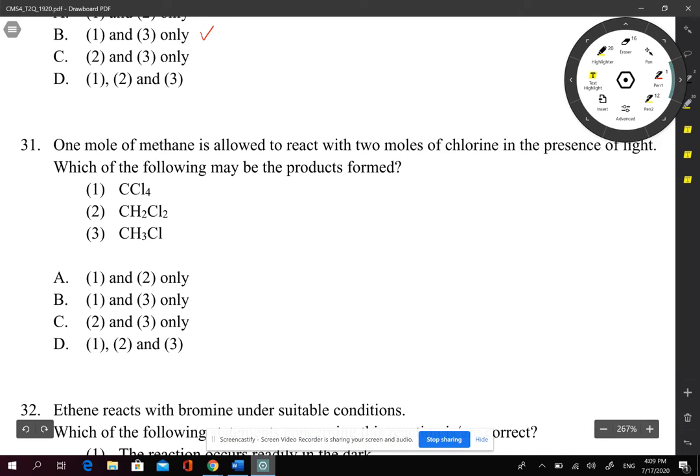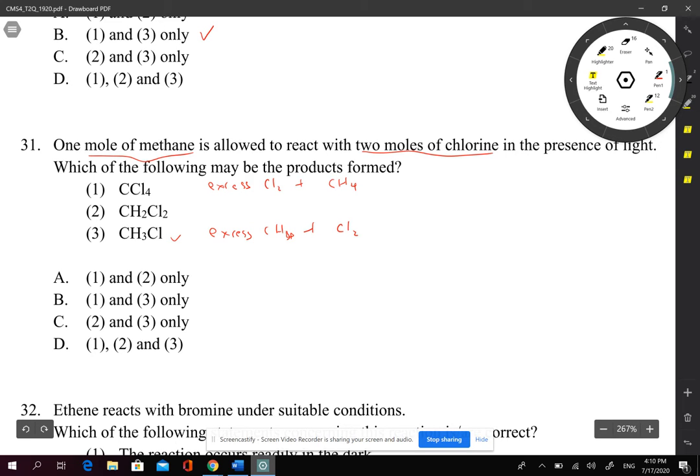Okay, question 31. The question is asking which of the following may be the products formed when 1 mole of methane reacts with 2 moles of chlorine. I've told you that if you want to have only one compound, this one, you should add excess methane with a little amount of chlorine. If you want to form the first one, you should add excess chlorine to a limited amount of methane.